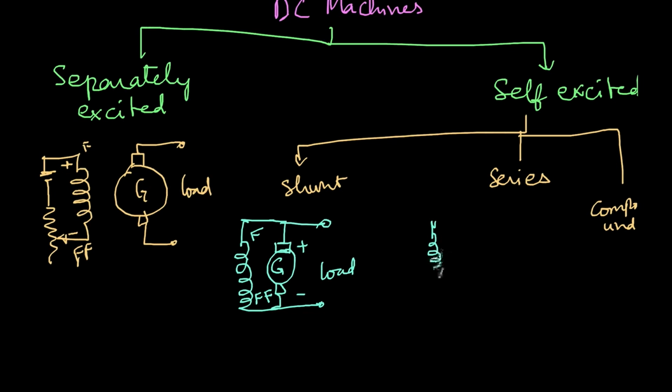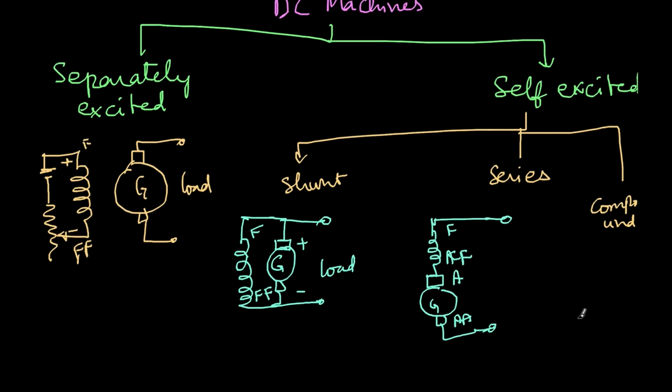In the series generator, it is the same thing. The functionality is the same, but just the connection is different. The series winding is connected in series with the armature winding. So this is a generator. This is A, and this is F and FF. And here the load is connected.